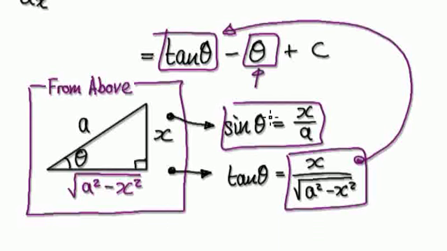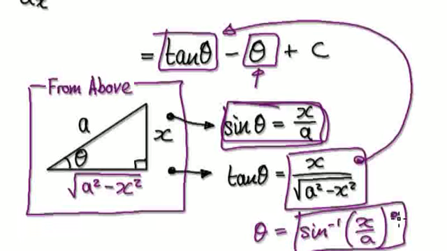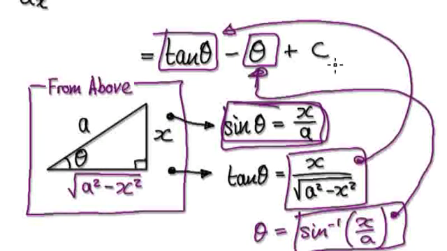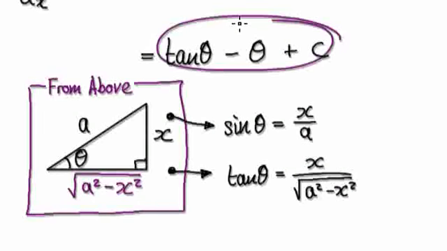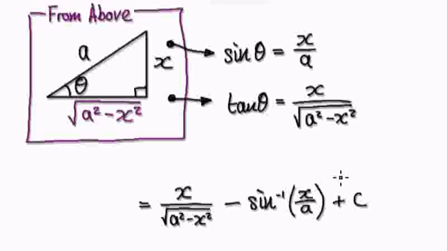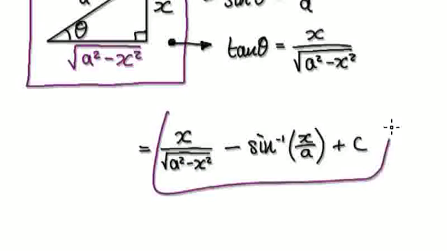For theta, you can either use this or you can use this. Select the simplest one, so select this one here. If you want to know theta, then look at this. Take inverse sine of both sides. That will then give you theta equals inverse sine of x over a. So now we can put this into the theta here. So this whole thing here will then become this. Okay, so this is our final answer.